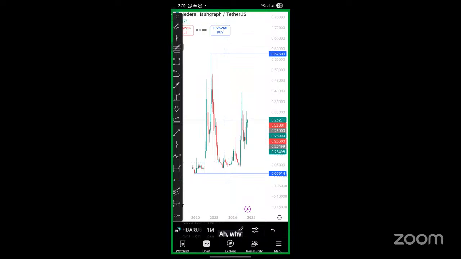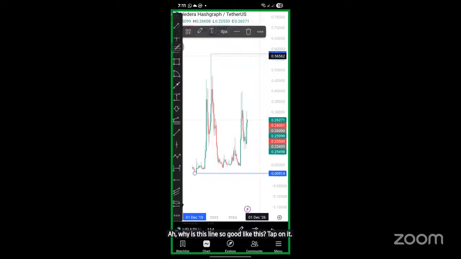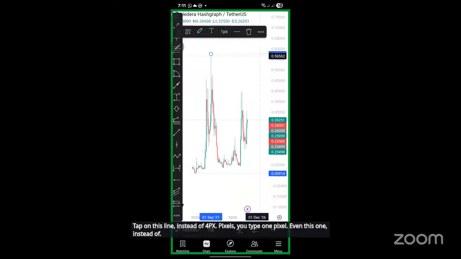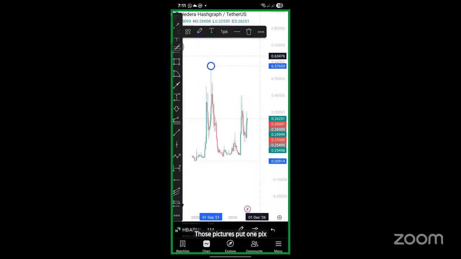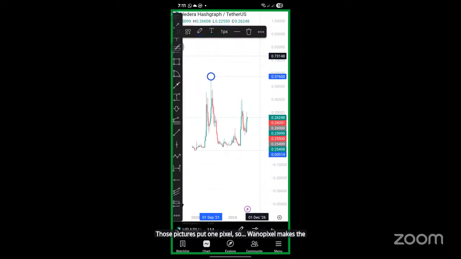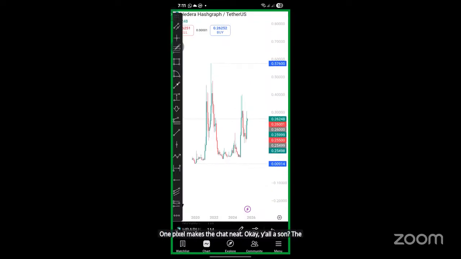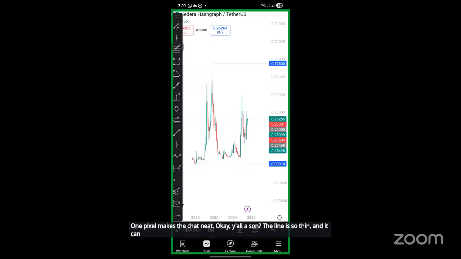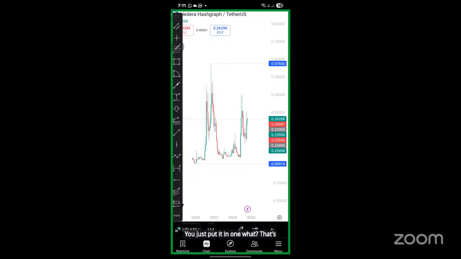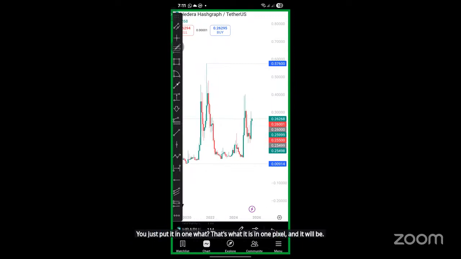Why is this line so good like this? Tap on it and double tap on this line. Instead of 4 pixels, you type 1 pixel. So even this one, instead of those pixels, put 1 pixel. 1 pixel makes the chart neat. You understand? The line is so thin, and it is neat within the chart. So whenever you draw a line, just put it in 1 pixel, and it will be neat the way you are seeing my chart.